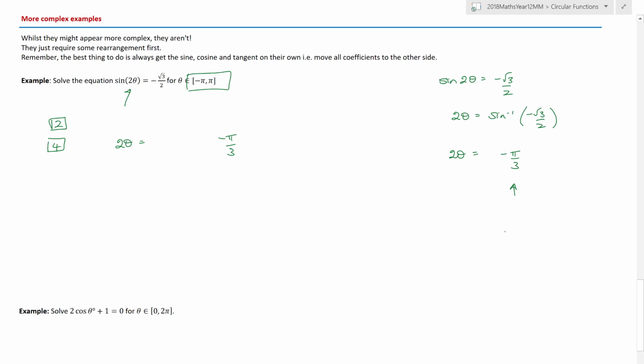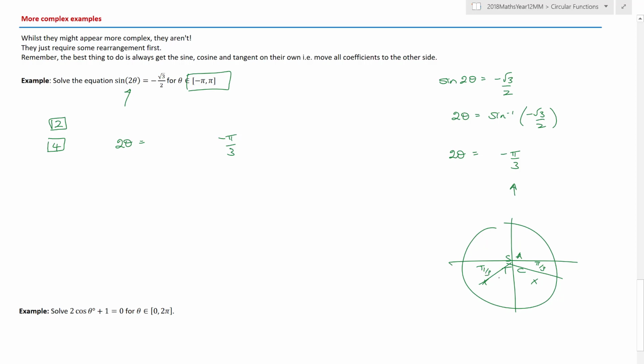What am I going to do now? Well, I'm going to draw my all stations to Canberra. I'm looking for sine to be negative. So it's got to be in this quadrant and this quadrant here. And I'm going to say, well, I know that that's pi on 3. I now know that that is pi on 3.